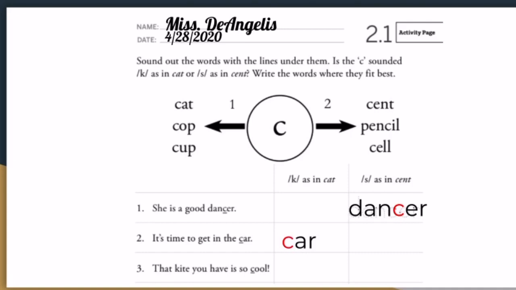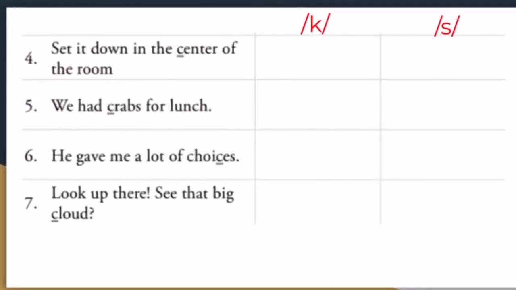Number 3, that kite you have is so cool. Does the C in cool sound like K or S? Right, it sounds like K. Number 4, set it down in the center of the room. Does the C in center sound like K or S? You got it. It sounds like S.